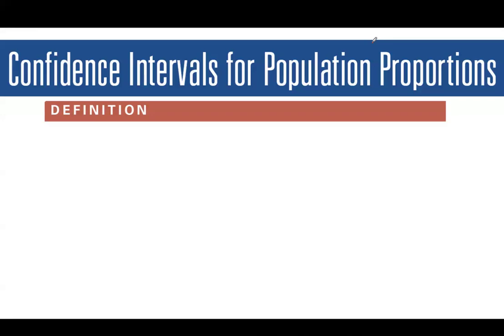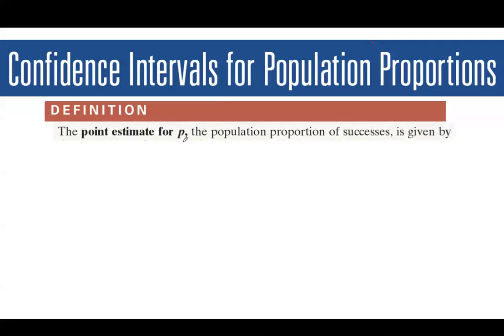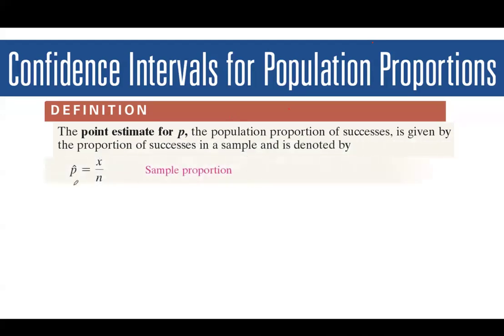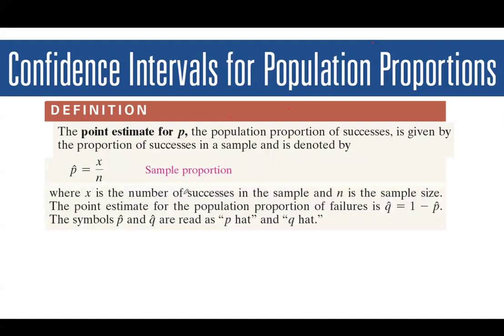Let us start by writing a definition. The point estimate for p, or population proportion, is given by the proportion of successes in a sample. It's denoted by p hat, which is defined as x divided by n. x is the number of successes in your experiment, and n is the total number of people who participated in that experiment. The symbols p hat and q hat are read as p hat and q hat. q hat is basically 1 minus p hat.